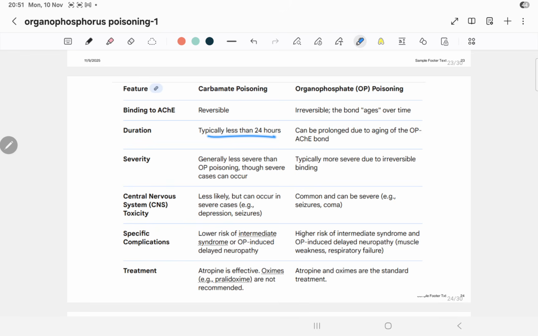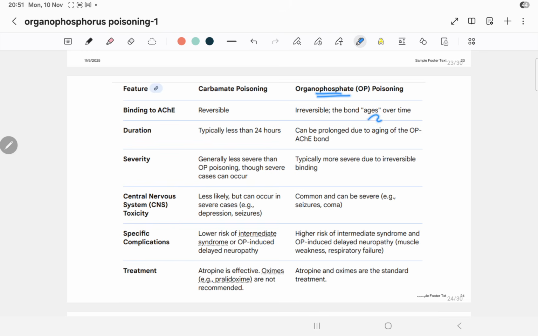It typically lasts less than 24 hours because it is milder, generally less severe than OP poisoning. Central nervous system toxicity is less likely in carbamate poisoning, and there is low risk of intermediate syndrome or OP-induced delayed neuropathy, the syndromes we have discussed earlier. So it is a reversible and milder form. OP poisoning is non-reversible and a stronger, more severe form.